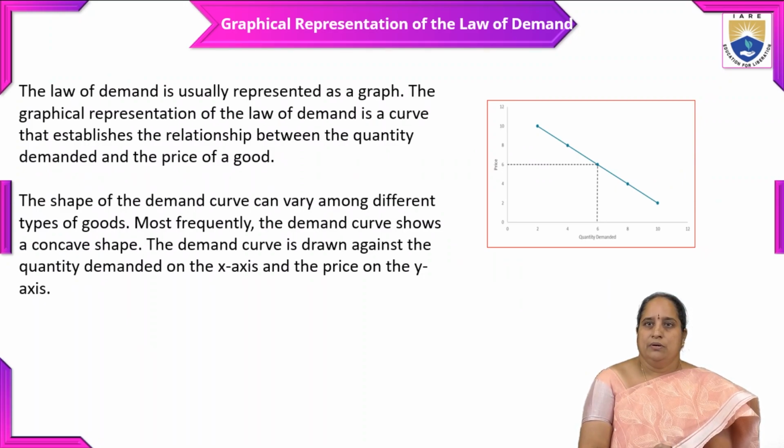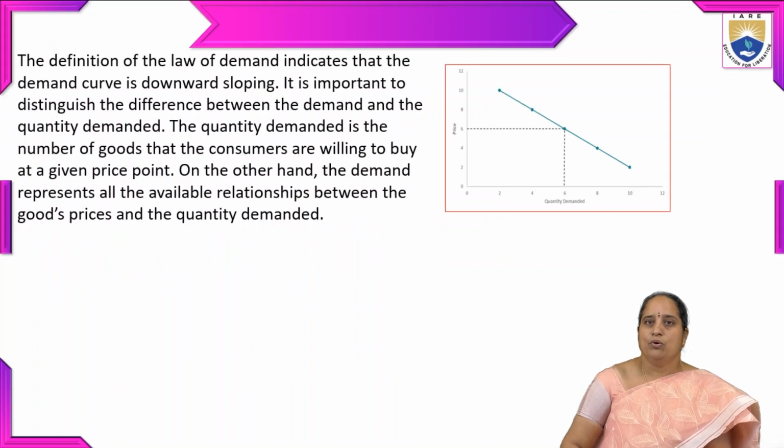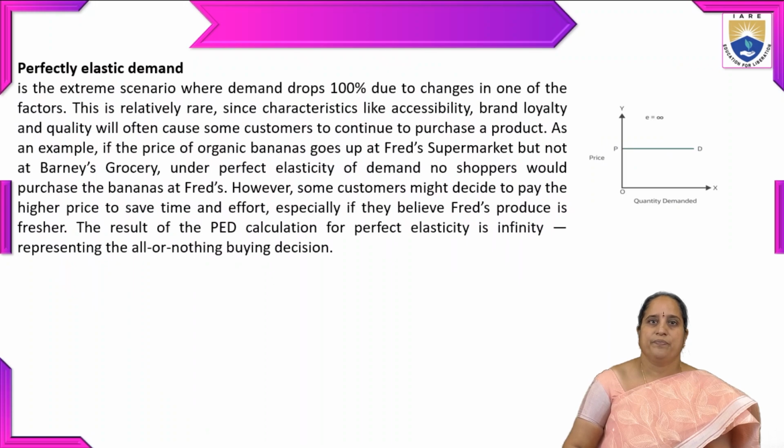Then coming to the graphical representation of the law of demand. The law of demand is usually represented as a graph. The graphical representation of the law of demand is a curve that establishes the relationship between quantity demanded and the price of a good. So whatever changes took place in any one of these demand determinants shows its impact on the overall quantity demanded. That is the reason we have different types of demand curves.